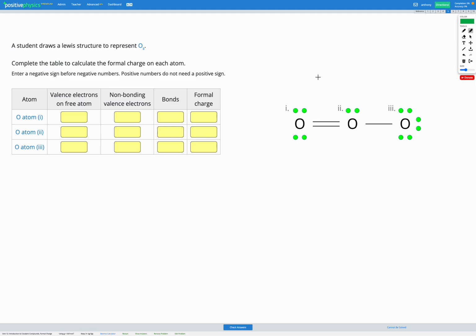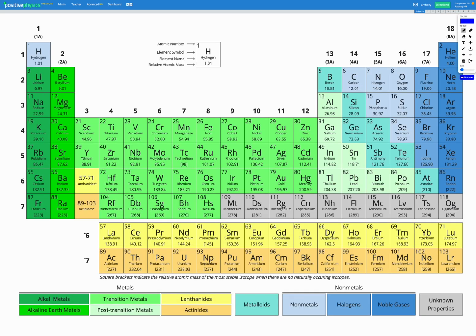In this question, we have a Lewis diagram drawn for us to represent O3. And we're going to be calculating the formal charge on each of the atoms in this Lewis structure. So formal charge is an accounting method that we use in chemistry. It just means it's something that we calculate to help us figure things out. And we can find the equation for formal charge on the reference sheet.